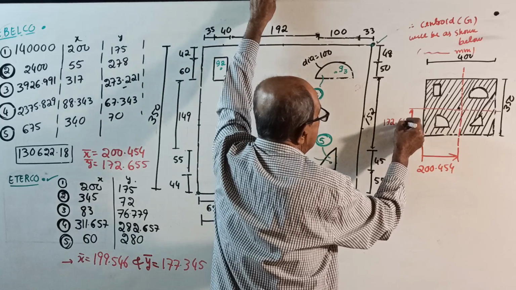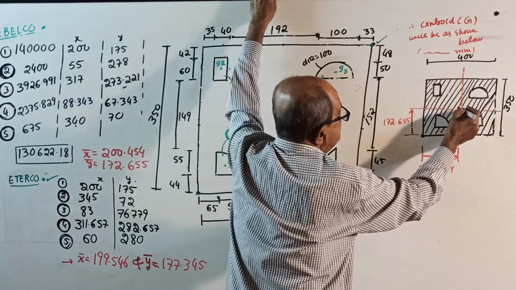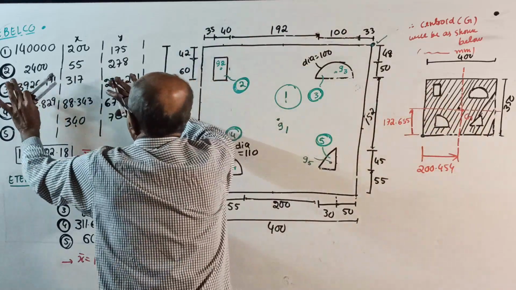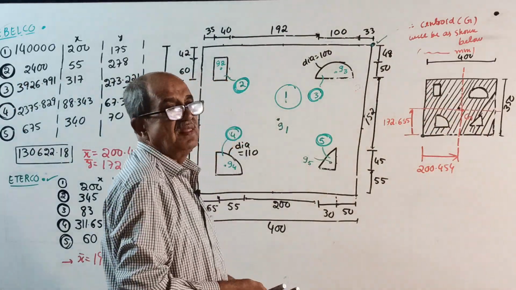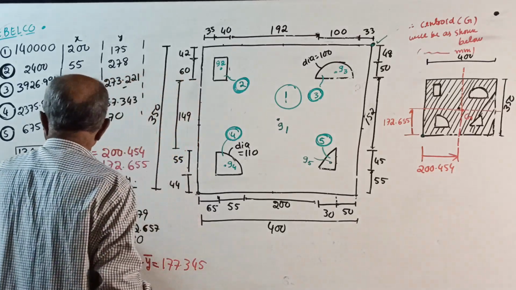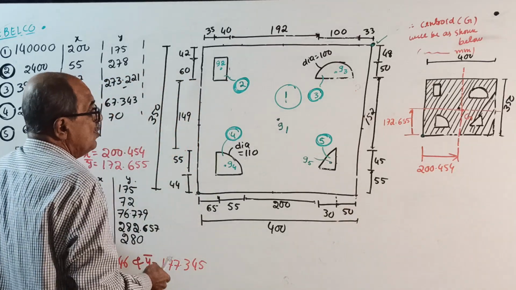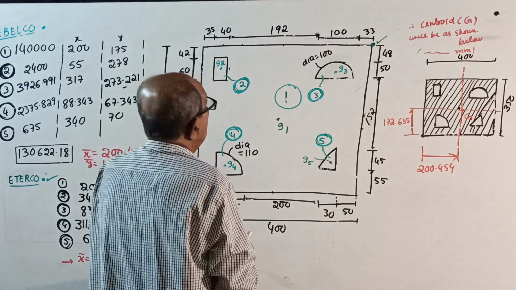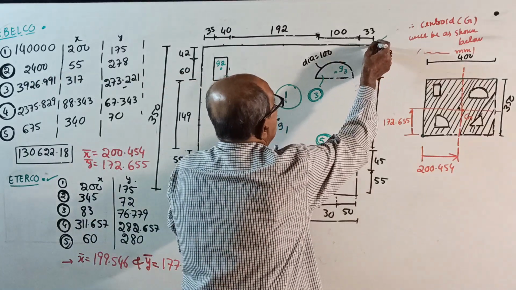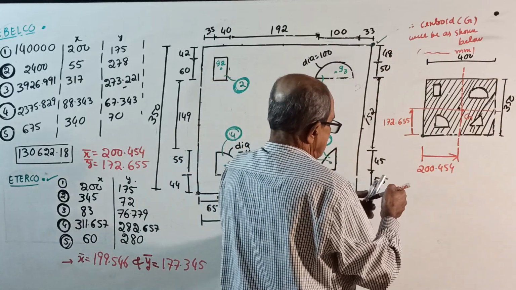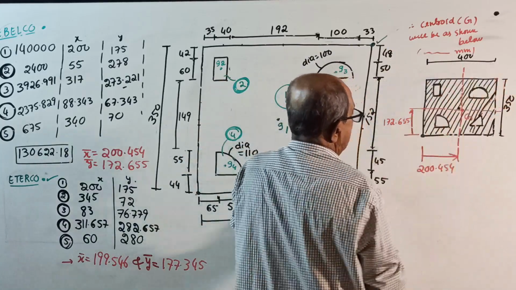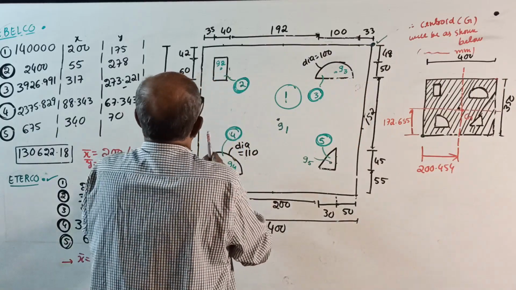172.655. This is your centroid G for the entire given lamina. Okay, over. Now, go to Eterco. When you go to Eterco, see, this is Eterco. That is here, this is Eterco. Start. Figure number 1.